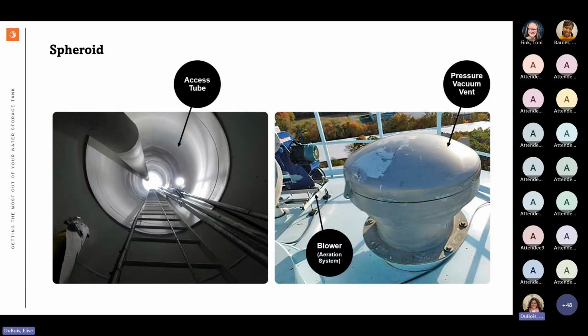Some more key terms for you. Blowers, these are used as part of an aeration system to remove total trihalomethanes. Vents, the old school name is a finial vent. You'll still hear that used to describe any type of vent out there, but the pressure vacuum vent is the modern vent that's better for your tank. The vent cannot be your overflow. We see that a lot on concrete tanks. They are two separate things and need to be kept separate. And all vents require two screens, a bird screen and an insect screen.